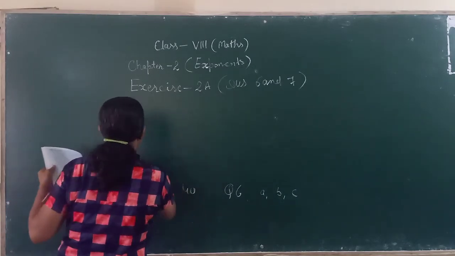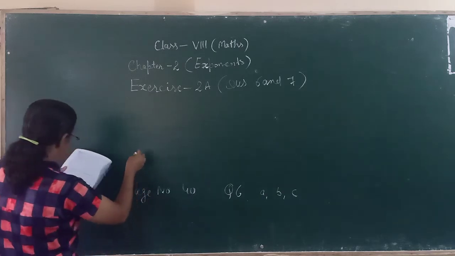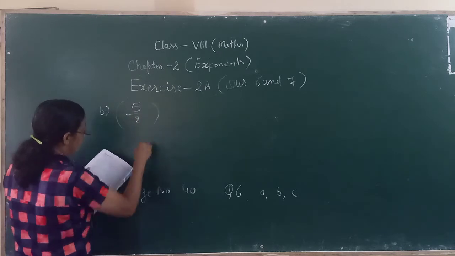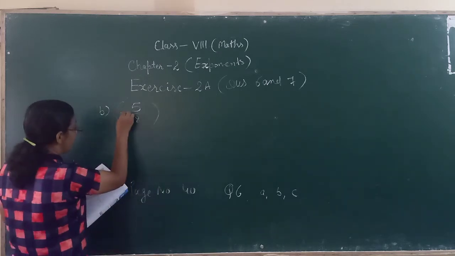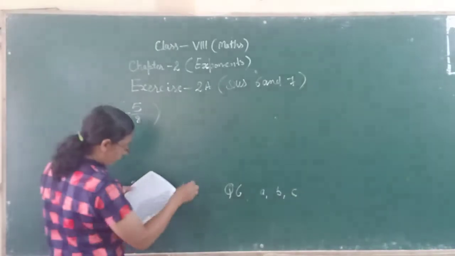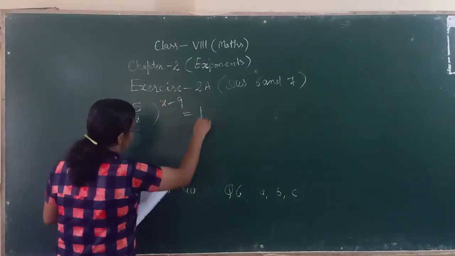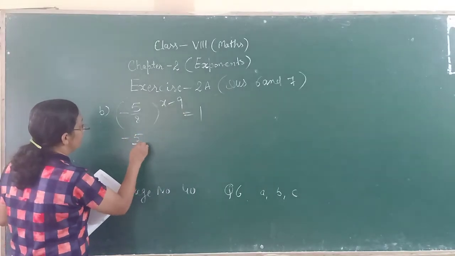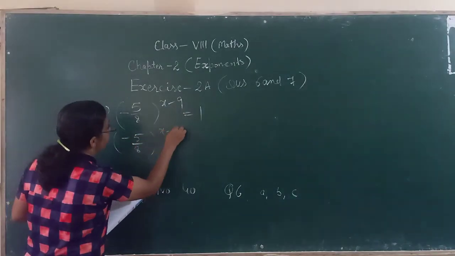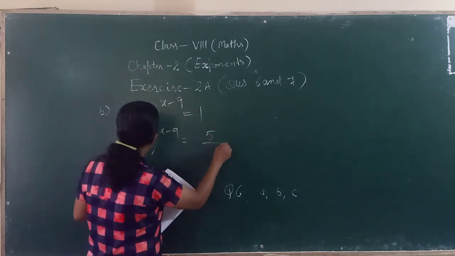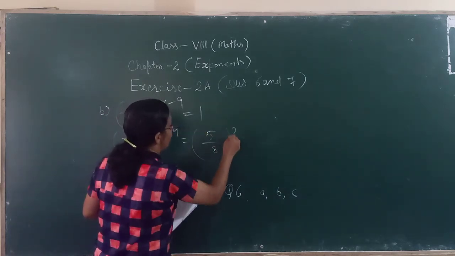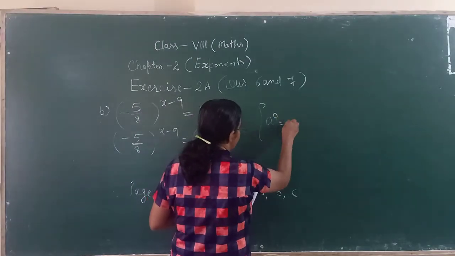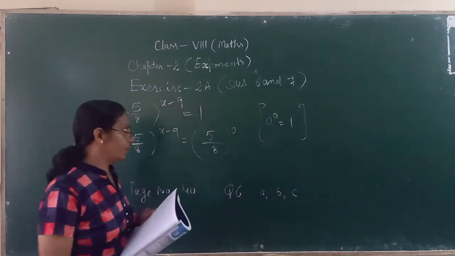First part, A part, easily you can do. B part I will give hint to you. In B part, what is there? Minus 5/8 raised to power x minus 9 is equal to 1. Their bases are not equal. What we can make? We can write ourselves bases same. For this we can say 5/8 raised to power 0, because I told you, anyone's power 0 becomes 1.